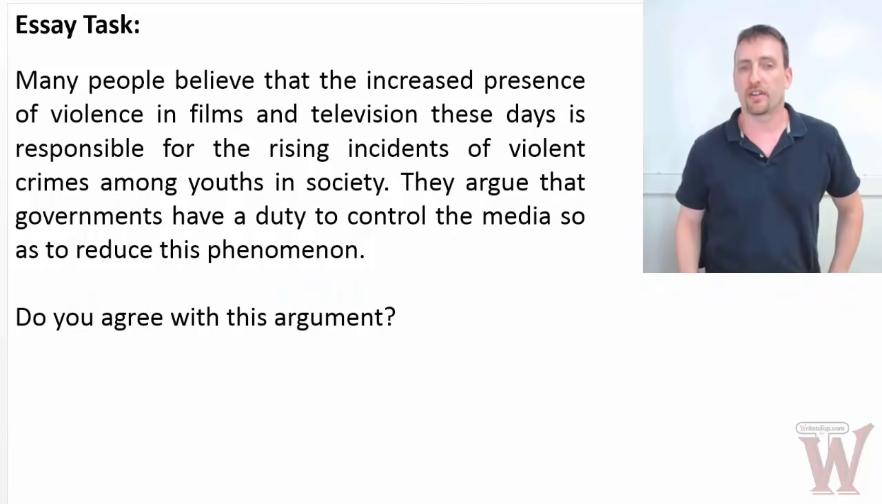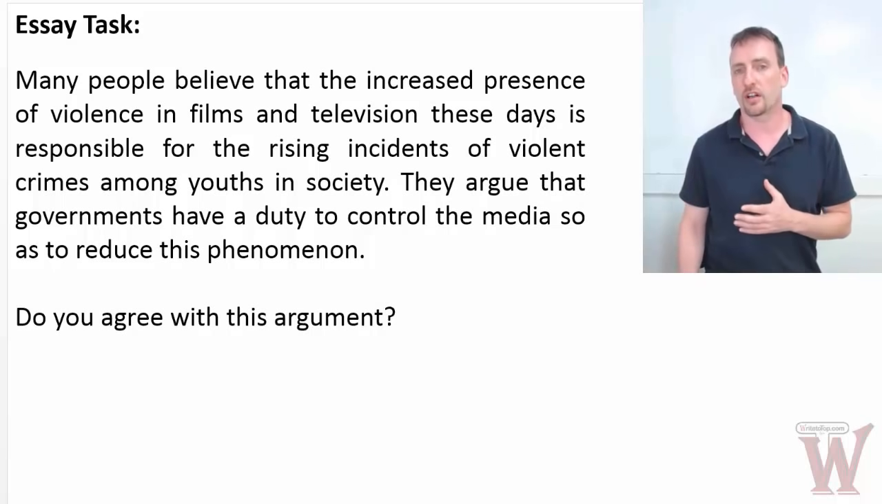Many people believe that the increased presence of violence in films and television these days is responsible for the rising incidence of violent crimes among youths in society. They argue that governments have a duty to control the media so as to reduce this phenomenon. Do you agree with this argument?